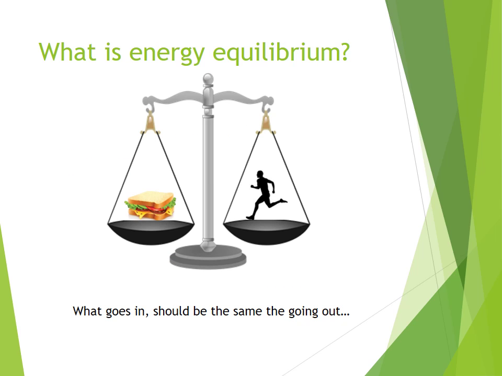People who maintain a relatively constant weight are in energy equilibrium, meaning the calories that they consume are pretty much equal to the calories they expend. Your body can be in energy equilibrium even if the energy intake is high, as long as the expenditure is the same. The same goes if the energy intake is low, as long as the expenditure is low.